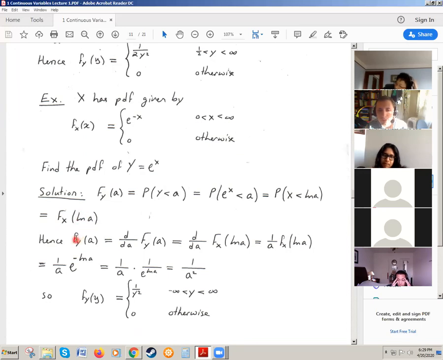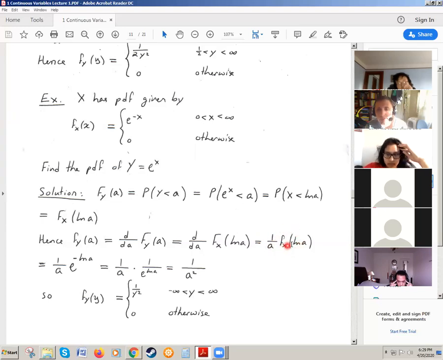And so to get the density function, I differentiate, and I get, differentiating this, it's the derivative of the big F is little f. Inside we find ln A, and then we multiply by 1 over A, the derivative of ln. So this represents the density of Y.